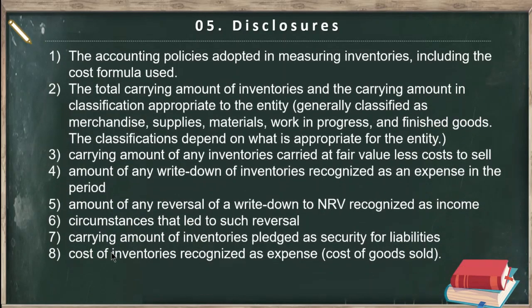Then, what are the necessary disclosures? So, the accounting policies adopted in measuring inventories, including the cost formula used, total carrying amount of inventories and carrying amount in classification appropriate to the entity, carrying amount of any inventories carried at fair value less cost to sell, amount of any write-down of inventories recognized as expense, and also any reversal of the write-down to net realizable value recognized as income. Also, the circumstances that led to such reversal, carrying amount of inventories pledged as security for liabilities, and cost of inventories recognized as expense.